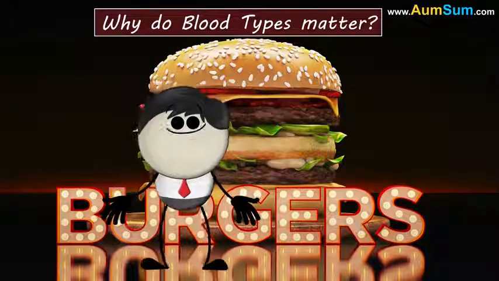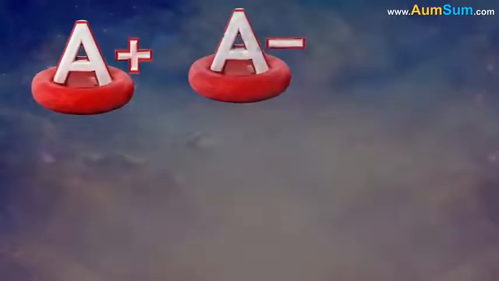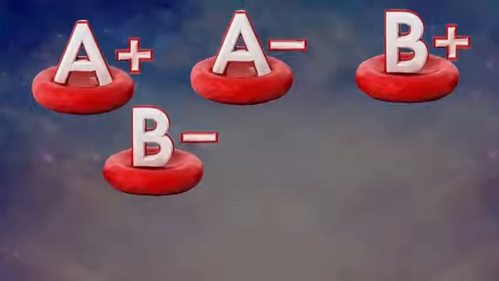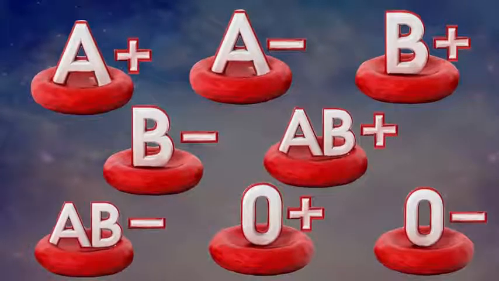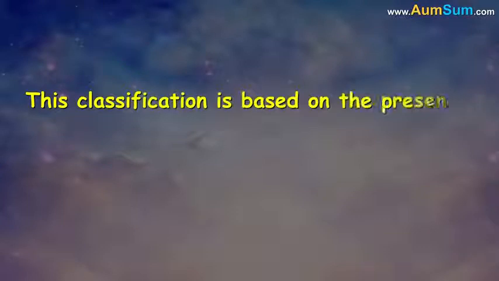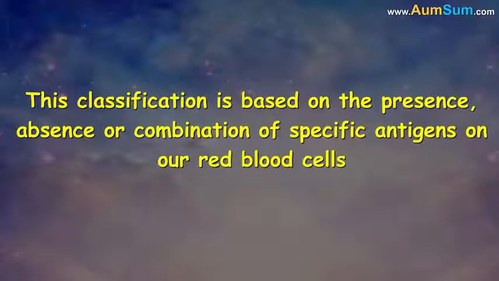Types matter? Nah. Usually, our blood is classified into 8 types, namely A positive, A negative, B positive, B negative, AB positive, AB negative, O positive, and O negative. This classification is based on the presence, absence, or combination of specific antigens in our red blood cells.